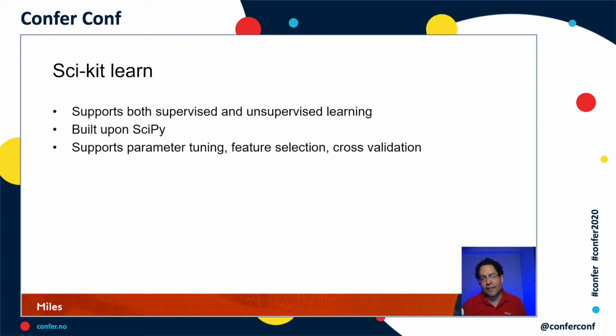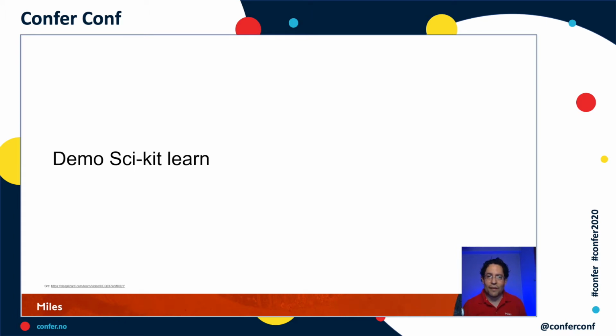And one of the libraries that we can use is called scikit-learn. So scikit-learn supports both supervised and unsupervised learning, and it builds upon something called SciPy. And it supports parameter tuning, feature selection, and cross-validation. So now I'm going to give you a quick demo here of scikit-learn.